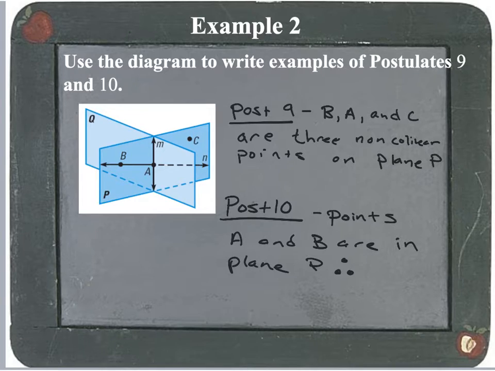Those 2 points are in that plane. Therefore, line AB is also in plane P. Notice there's a little bit of abbreviation, but actually everything is represented there. The points A and B are in plane P. Therefore, the line AB must also be in plane P. If the points were in there, the line that connects them is also in that plane.